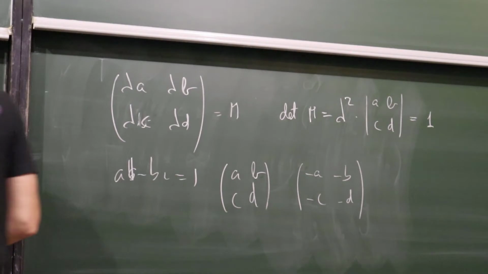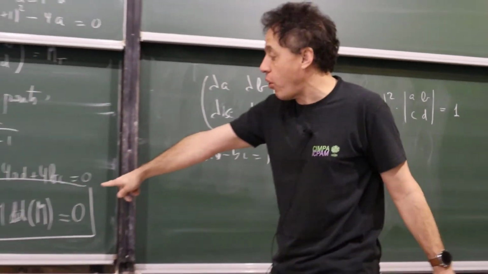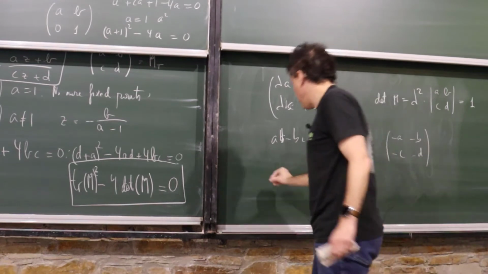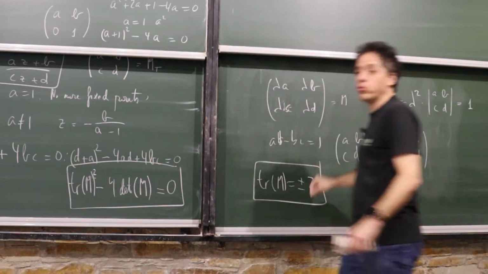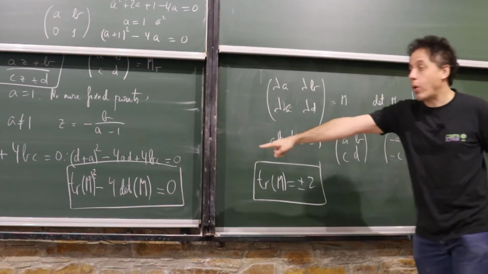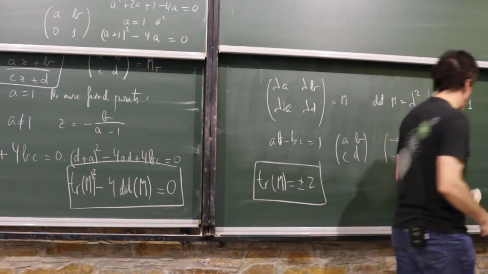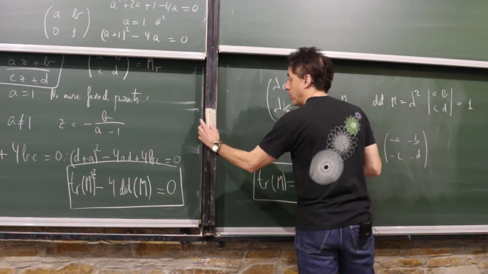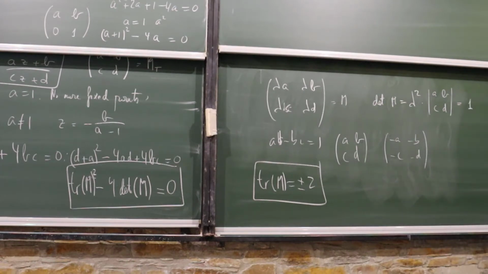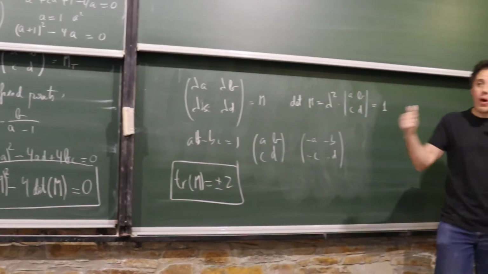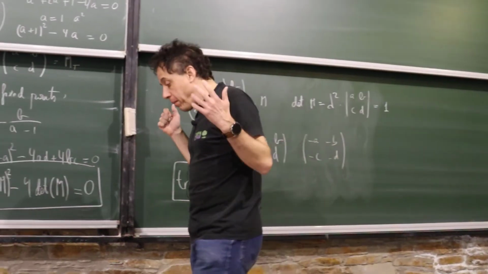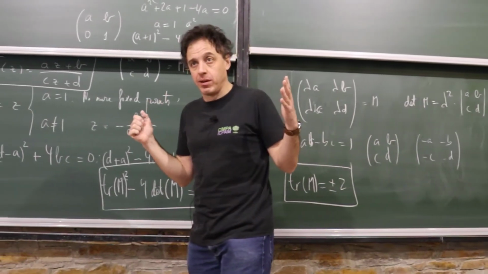If we have this normalized expression, the condition in order to have only one fixed point would be that the trace is plus or minus 2. If the determinant is 1, the trace must be 2 or minus 2 in order to have only one fixed point. If not, we have two fixed points. So a Möbius transformation has always either one or two fixed points. In particular, it always has at least one fixed point.